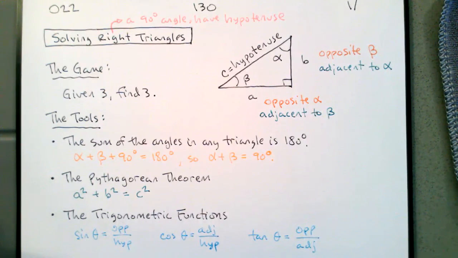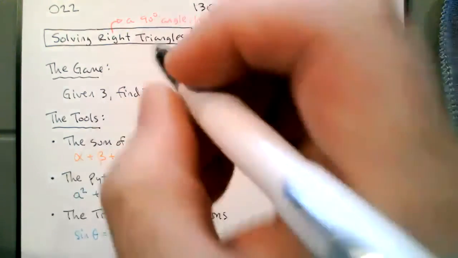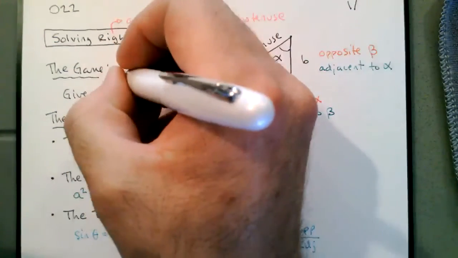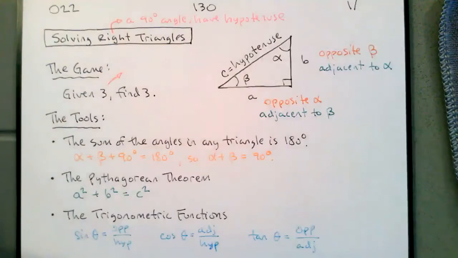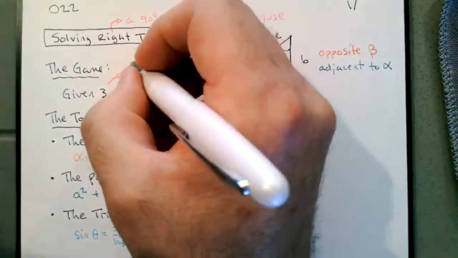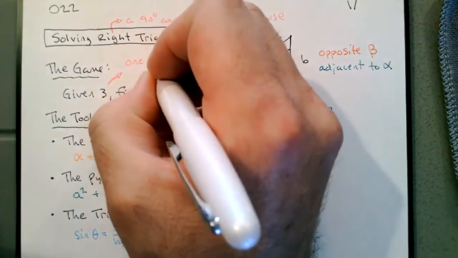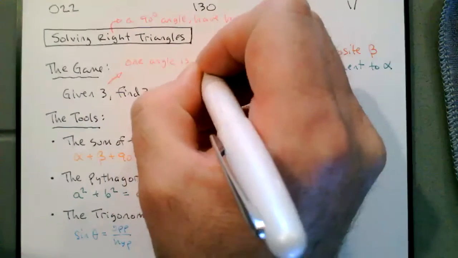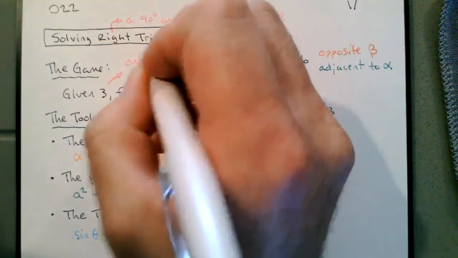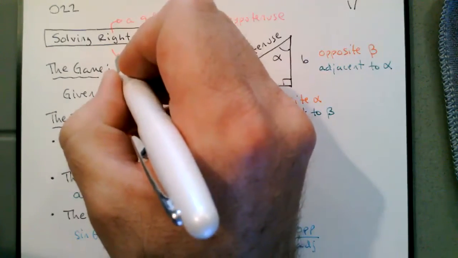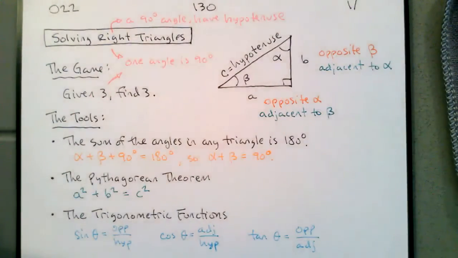In the solving right triangles game, one of the 3 given pieces of information will be that there is a right angle. One of the angles is 90 degrees. The right triangle part is one of the pieces of information. So I have to give you the right angle, or that it's a right triangle. Then I give you 2 additional pieces of information, and then you can find the other 3 pieces of information.